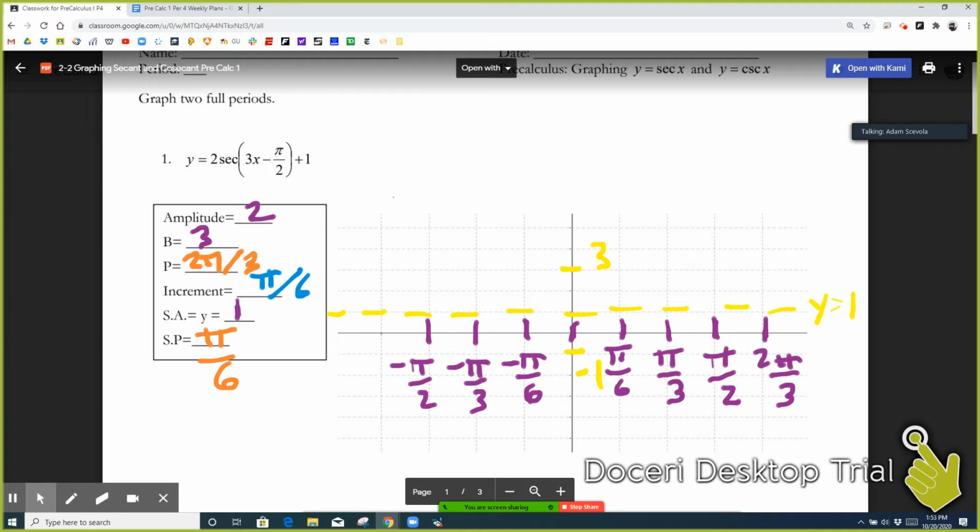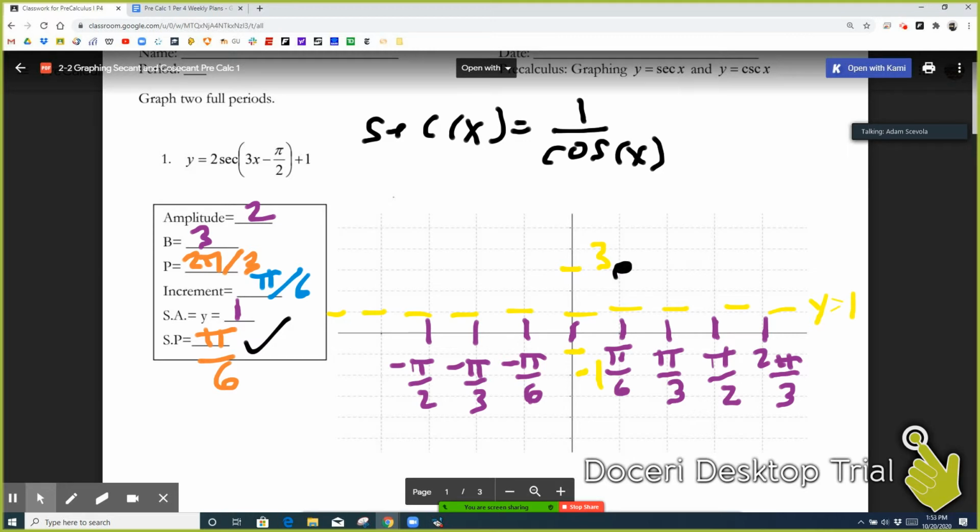Okay, so now we're going to plot our points. And right now, this has been the same exact setup as sine and cosine. And it's going to continue to be that way for this next step. So remember, secant of x is equal to 1 over the cosine of x. So therefore, I'm going to plot the following points as if I'm graphing the cosine. So y equals 2 times the cosine of 3x minus pi over 2 plus 1. So I got everything set up for that. So we're going to start at pi over 6. And because it's the reciprocal of cosine, we're going to start at the maximum.